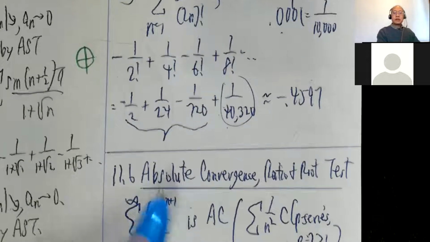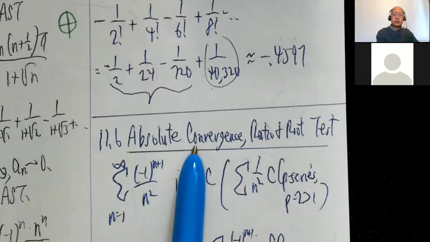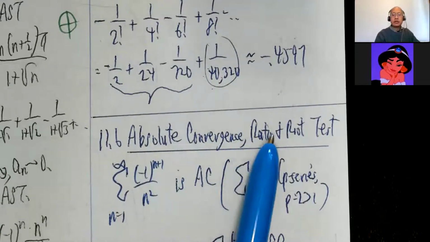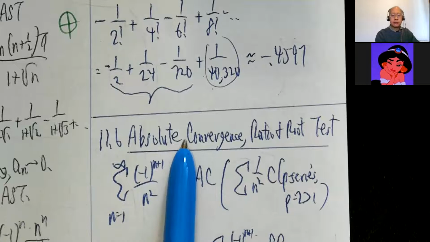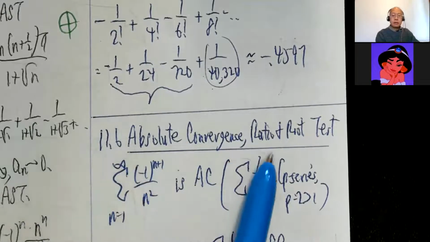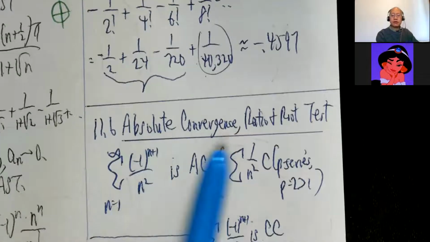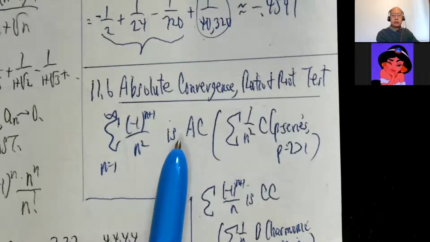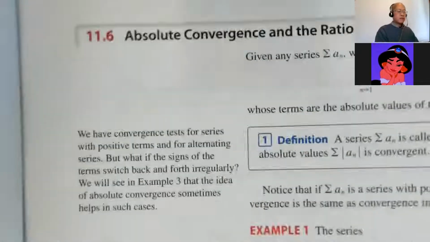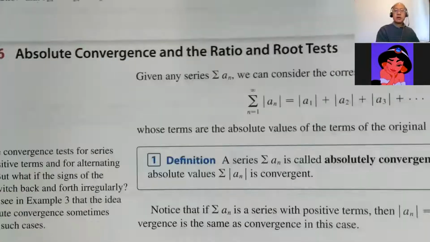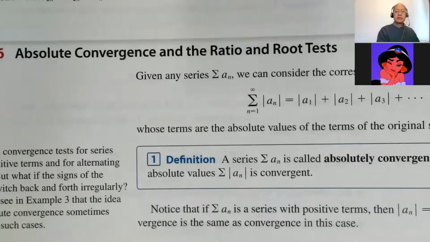11.6 is something called absolute convergence. And then you have something called the ratio test and the root test. You should think of absolute convergence as absolute value convergence. That's what's going on for absolute convergence. I'll show you where we're headed in the text. Page 737. Absolute convergence, ratio, and root tests.